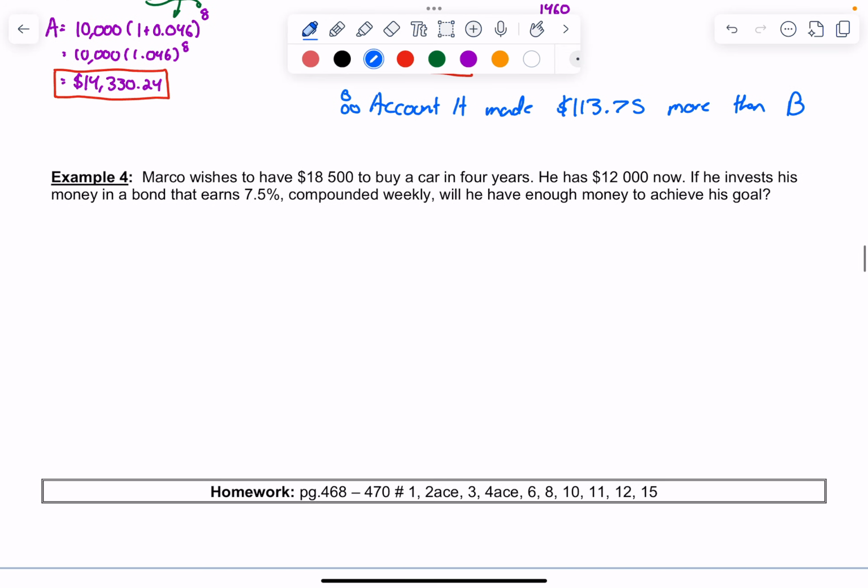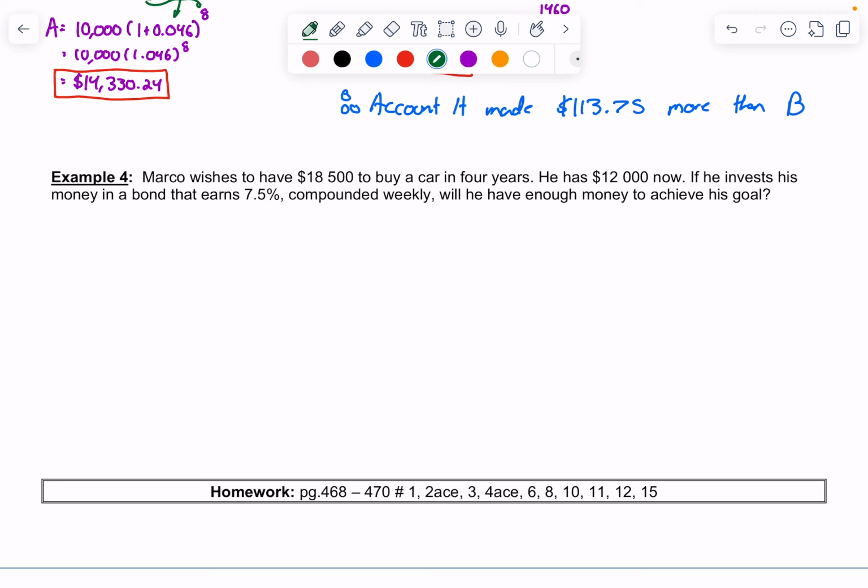Last question. Marco wishes to have $18,500 to buy a car in 4 years. All right, so this is your... Oh, sorry, I should have just read the question actually. So, Marco wishes to have $18,500 to buy a car in 4 years.